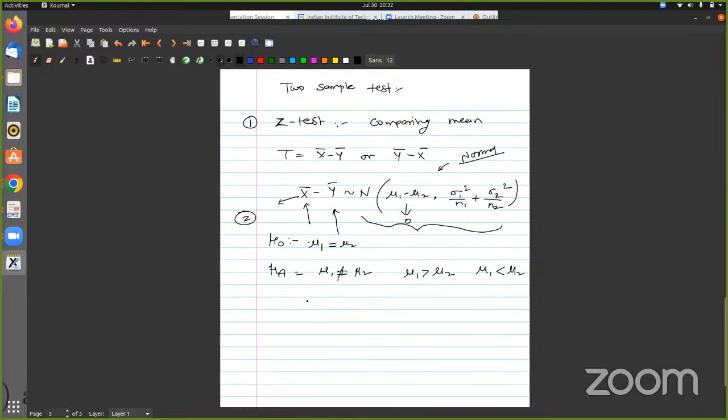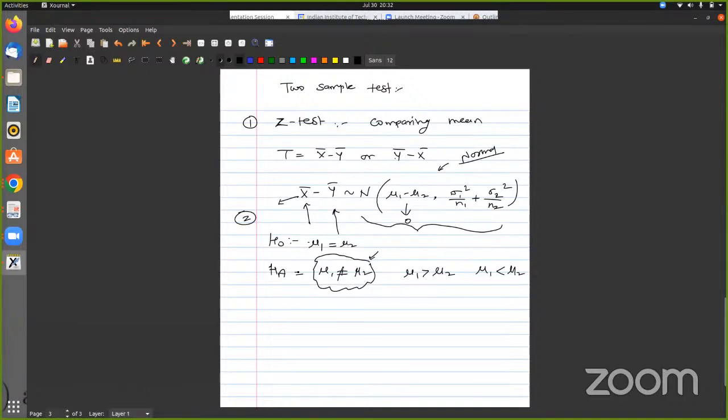We can cover all three cases here, of course. Theoretically we can use all three, but in our case, I think we are using only mu1 not equal to mu2, right?